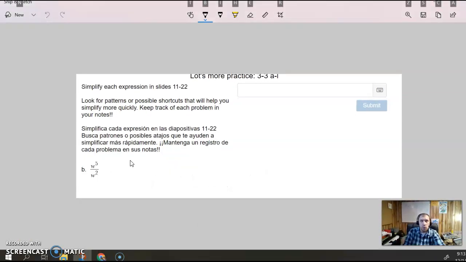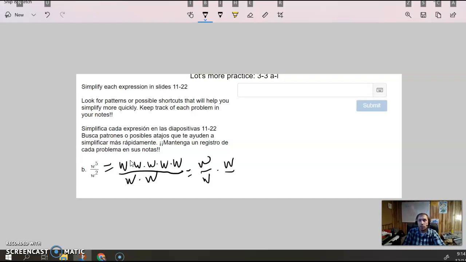Our next slide, 12, is y to the fifth over y to the second. We're going to expand this, writing w 5 times, and w down here twice. Remember, we can use this power of 1 by saying w over w is equal to 1.